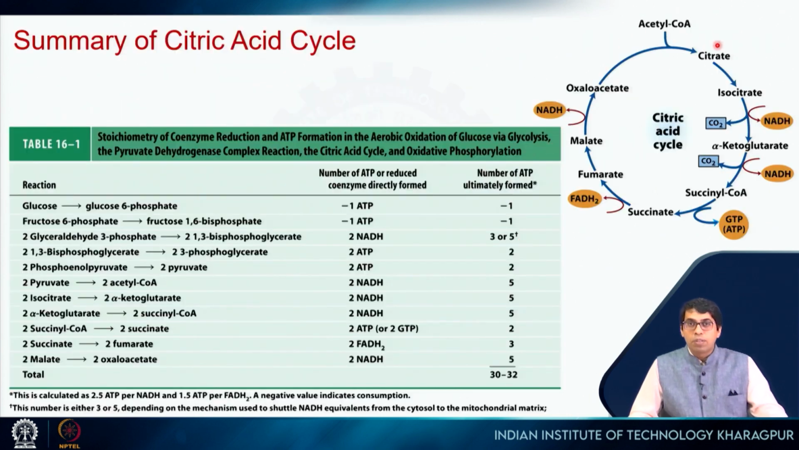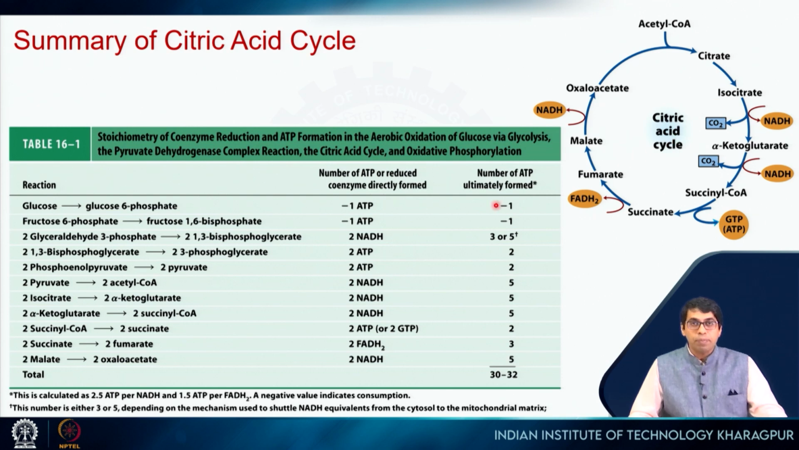So, this is a summary of the citric acid cycle, where you will see all the products that are formed. These are the oxidation steps. These are the 4 oxidation steps, and in this step ATP is synthesized, right, and this oxaloacetate which is formed at the last step will again go back into the cycle to start the next round of the citric acid cycle.